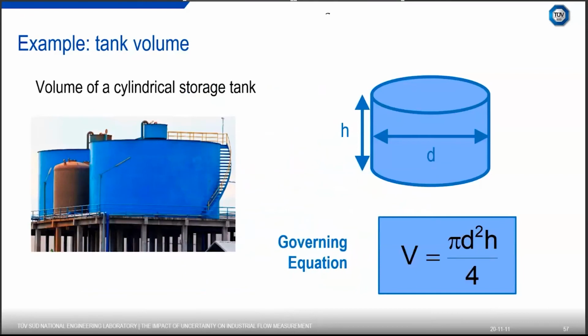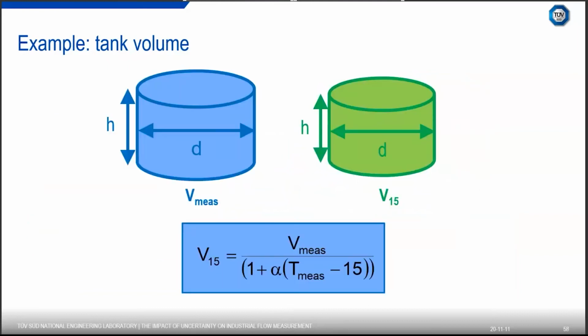So another example is looking at the volume of the tank. The volume of a storage tank can be defined as pi d squared times height divided by 4. However, we want to calculate the volume of the tank at 15 degrees, and we need to take into account the thermal expansion of the tank. So if the measurement was carried out at a higher or lower temperature, we need to take that into account, and this equation does that.